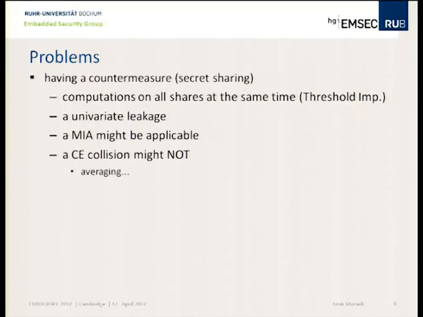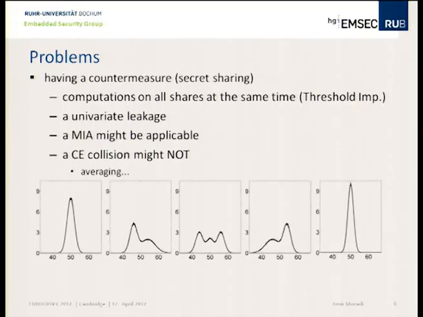The reason is averaging. Suppose here we have different probability distributions, and when we take the average, we will see that the averages are the same. Although these distributions are very different from each other, if we look at the averages, we cannot distinguish them. If this kind of countermeasure exists here, then the averages are the same, and we are not able to perform any attack.